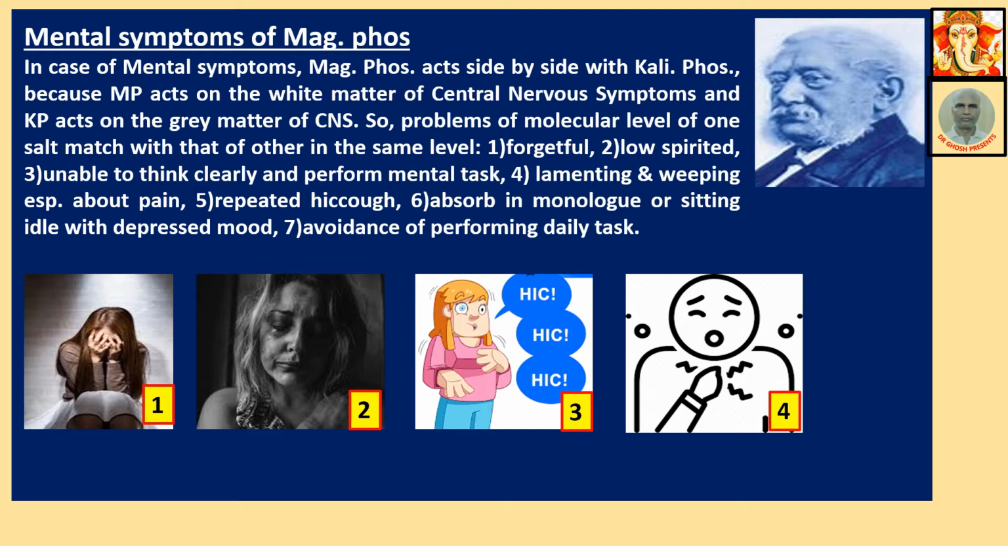Mental symptoms of Mag Phos. In case of mental symptoms, Mag Phos acts side by side with Kali Phos, because Mag Phos acts on the white matter of the central nervous system and Kali Phos acts on the grey matter of the central nervous system. If you remember this particular piece of words, that MP acts on white matter of CNS and KP acts on grey matter of CNS, mind that you grasp the crux of the two remedies. So problems at the molecular level of one salt match with those of the other at the same level.